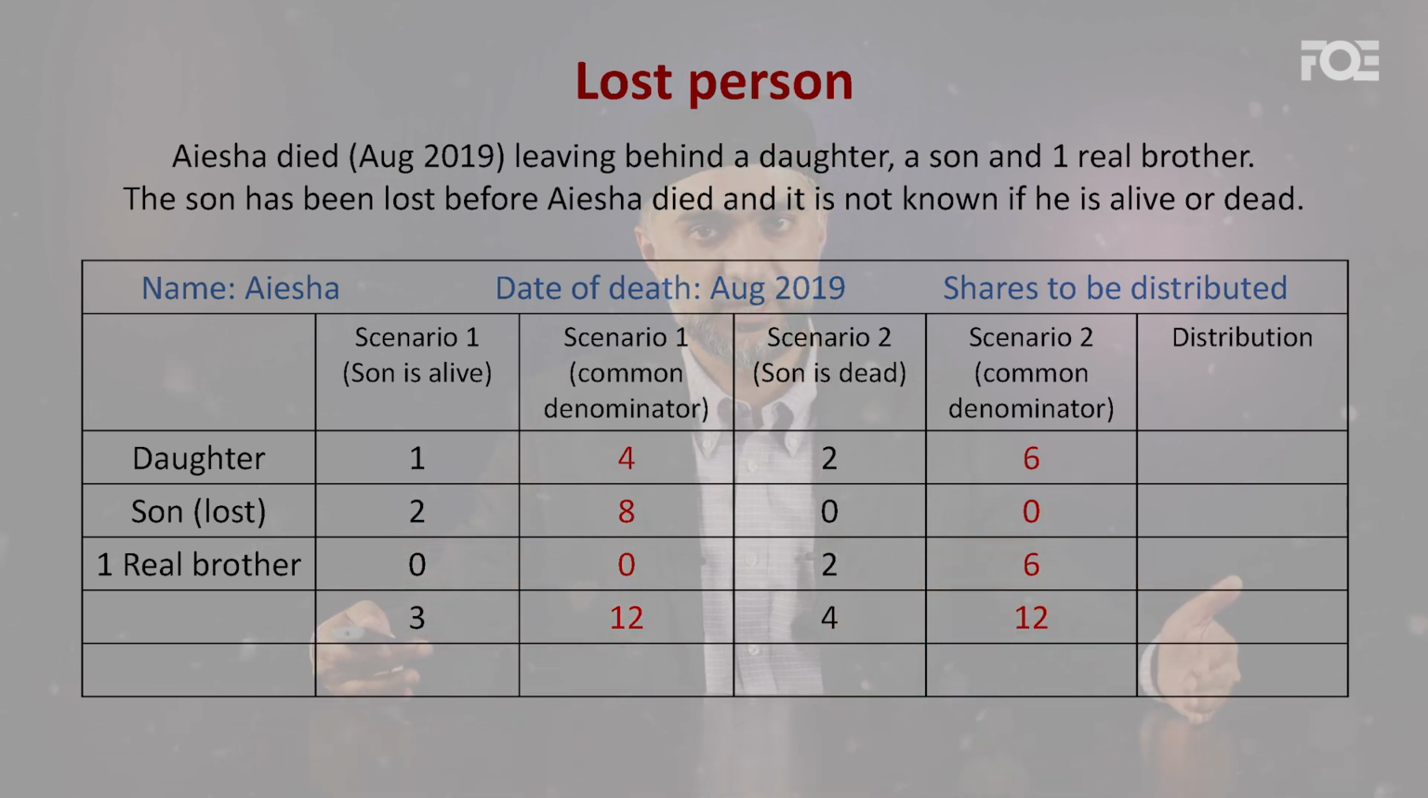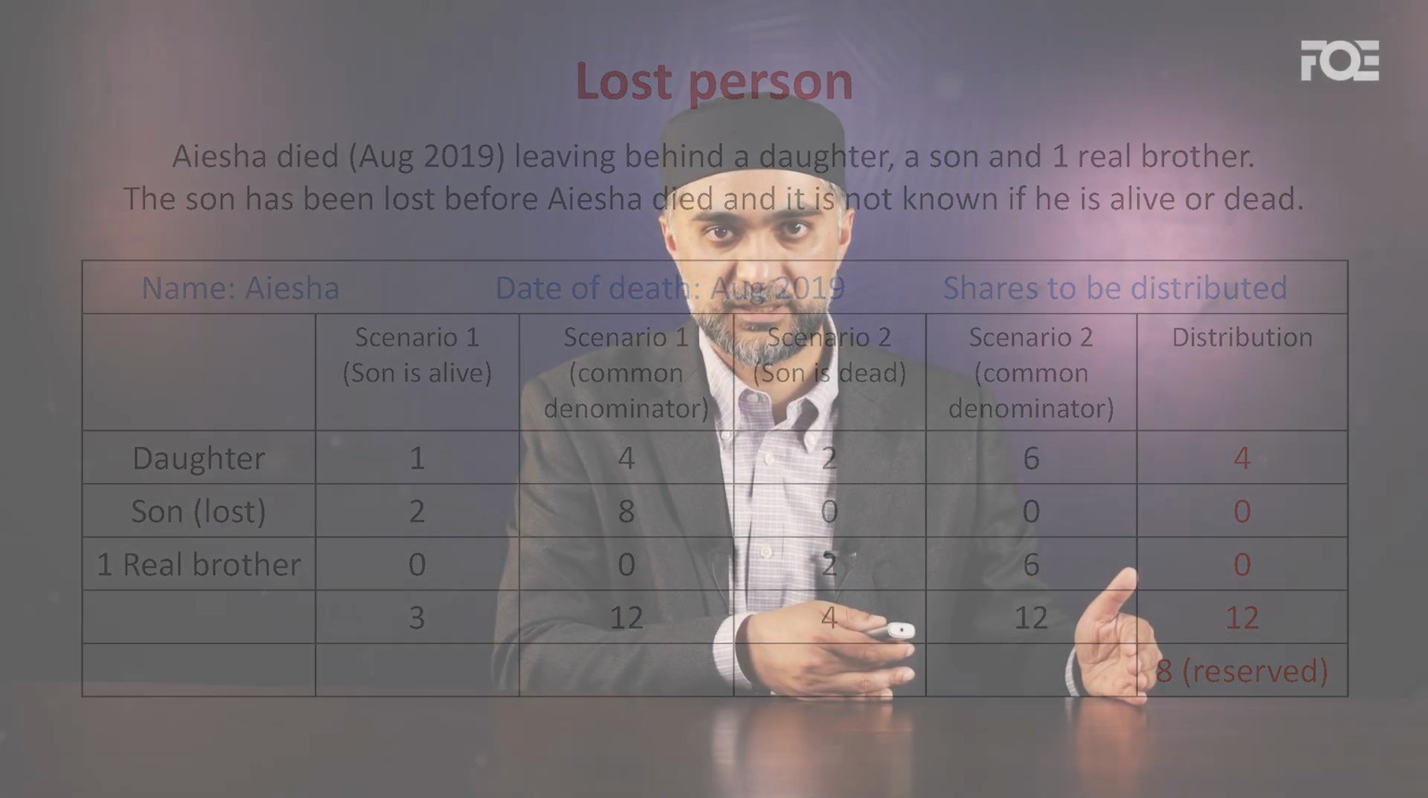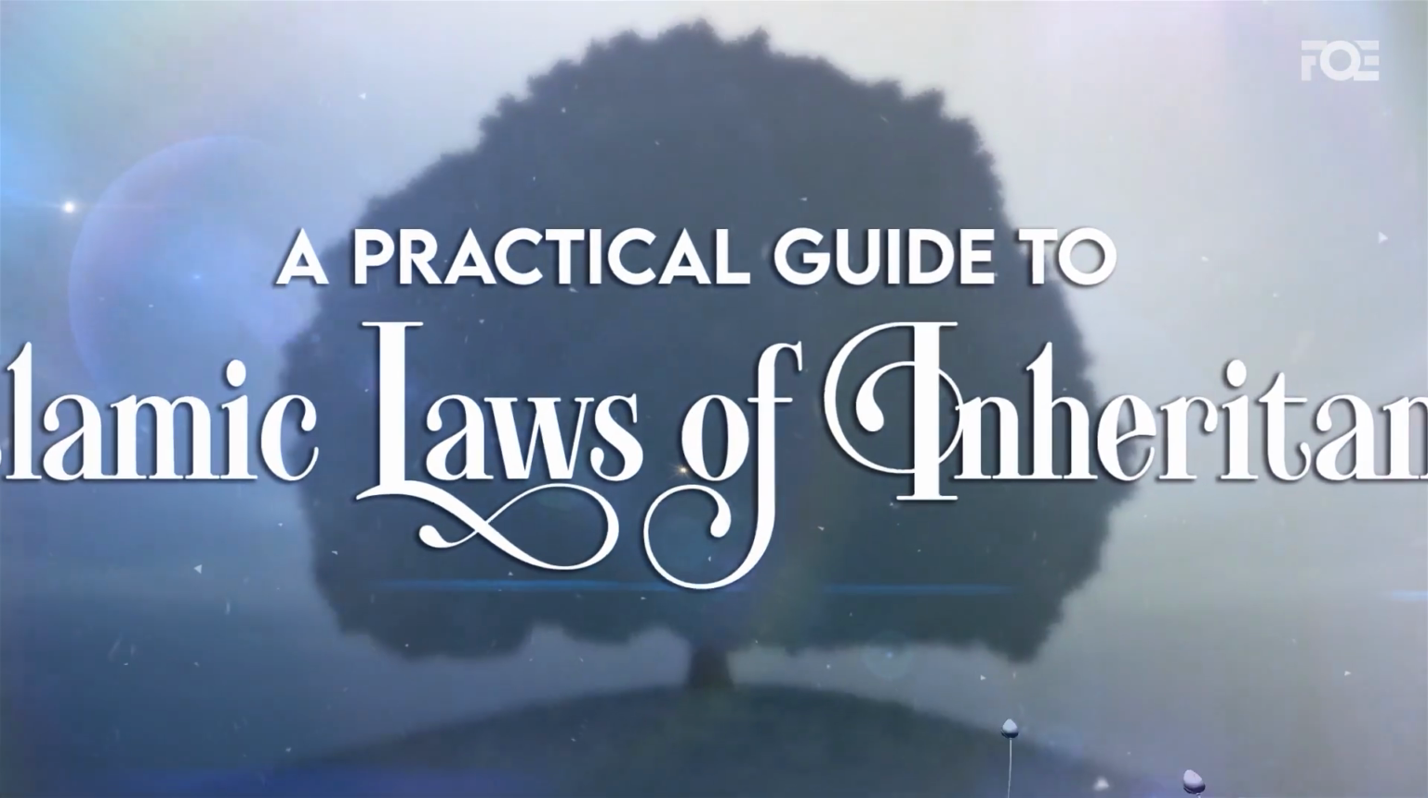So how do we distribute it now? We give the daughter her 4 parts, and we reserve the 8 parts for right now until some declaration is made about the lost person, until we figure out that the person is dead, or the court declares him dead, or the person comes back. So this is how you can deal with this scenario, and again, consult your local scholars and local muftis for help in these matters.